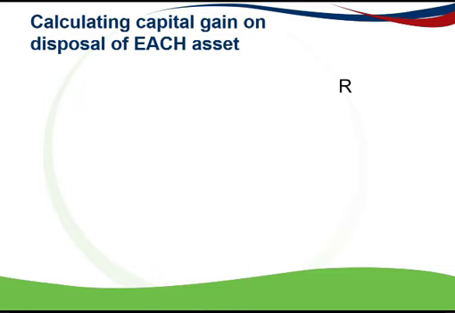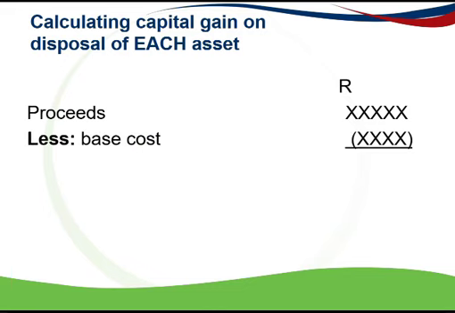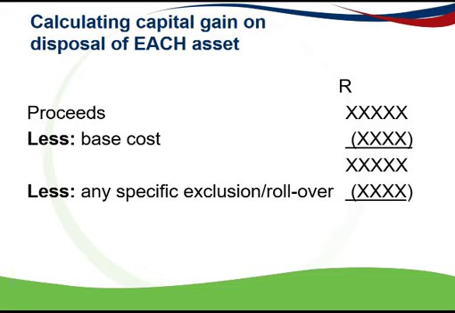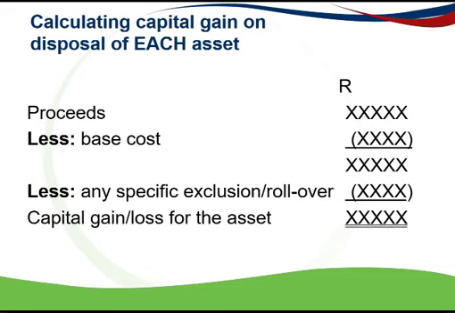Well, first of all, you need to remember that for capital gain, we must calculate it on the disposal of each and every asset separately. So you can't add all the proceeds together and less all the base costs. Each asset must be done separately. We get the proceeds of each asset, less its base cost, less any specific exclusion applicable to that asset, and that gives us the capital gain or loss for the specific asset.